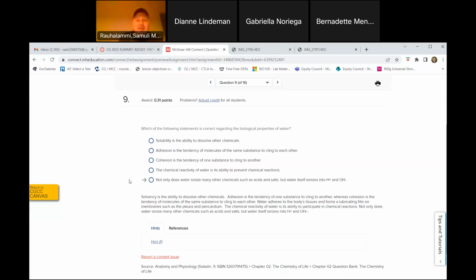So let's have a look at this statement. This statement says that not only does water ionize many other chemicals, such as acids and salts, but water itself ionizes into H and OH. So what we're seeing here is that one of the unique characteristics of water is that water is really good at breaking down, dissolving many things. And as it dissolves things, it can impact the charges that result from that process. And that all comes back to that chemical formula that we just saw for the water molecule.